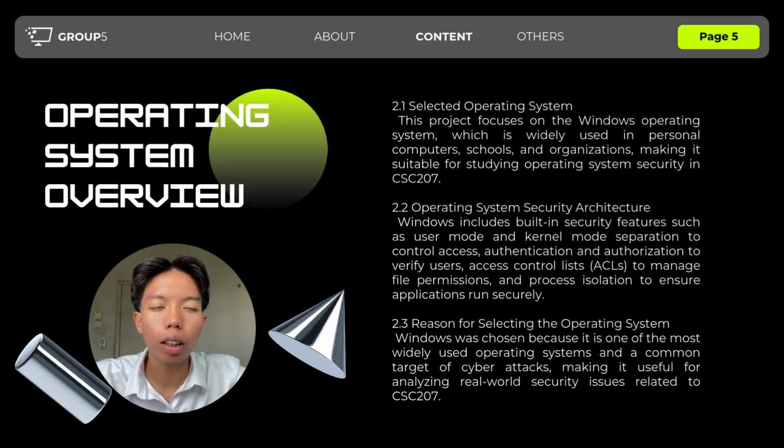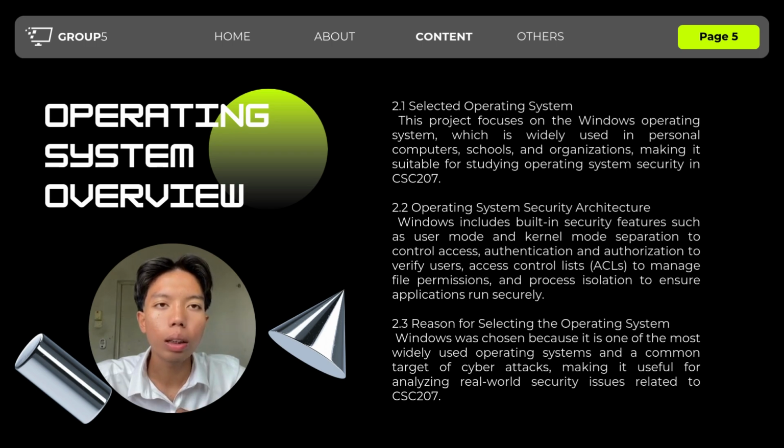So next we're going to look at the OS, or operating system, overview. This group project focuses on Windows, which is developed by Microsoft, and it is widely used in personal computers, educational institutions, and organizations, making it a relevant platform for studying operating system security in CSC 207.